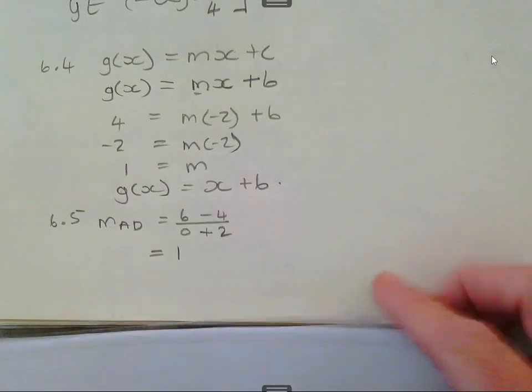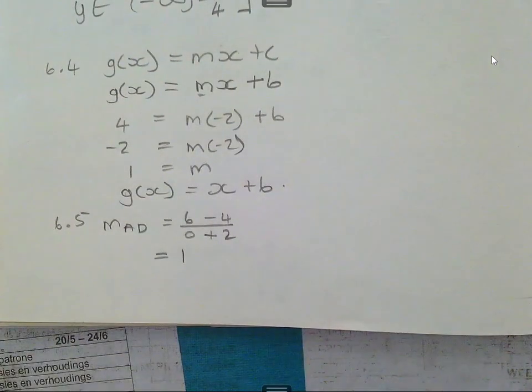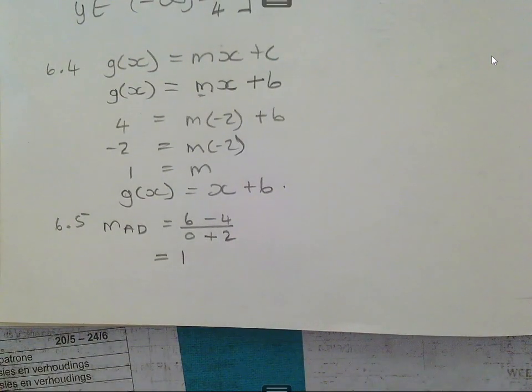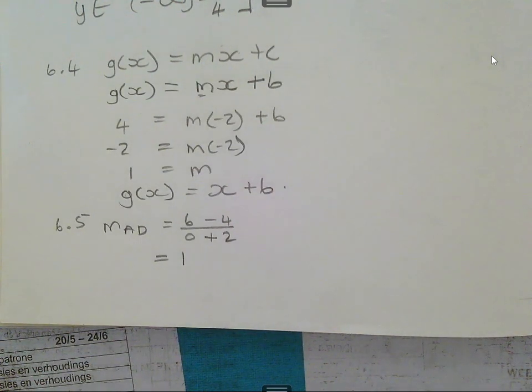And then I'm going to put 6.5 on as well. That's the average gradient between the points A and D. I don't think that's challenging either. No? Just substitute into the equation of gradient and then you find the gradient to be 1.